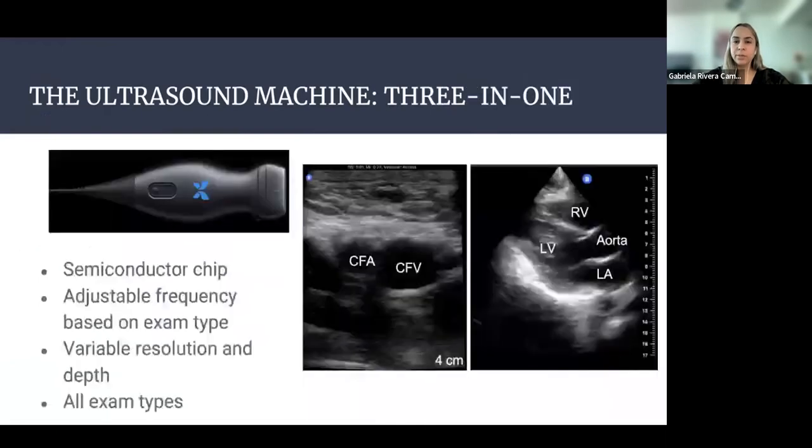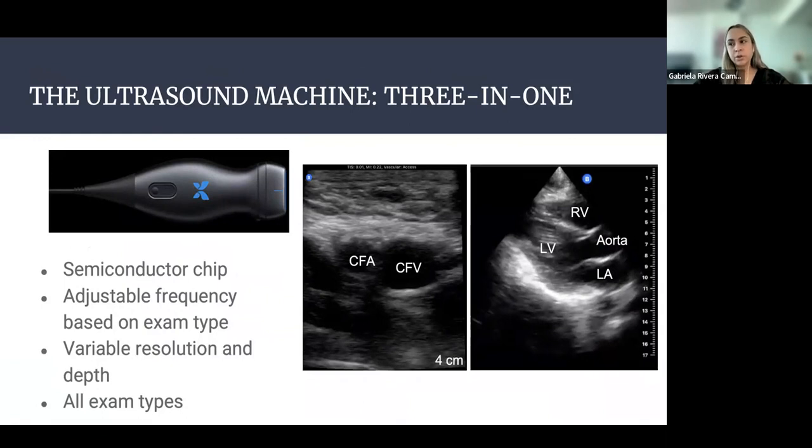The following probe is a 3-in-1 probe. This probe has a semiconductor chip instead of crystals. It has adjustable frequency based on the exam type, and it has a variable resolution and depth. So you can perform all exam types.